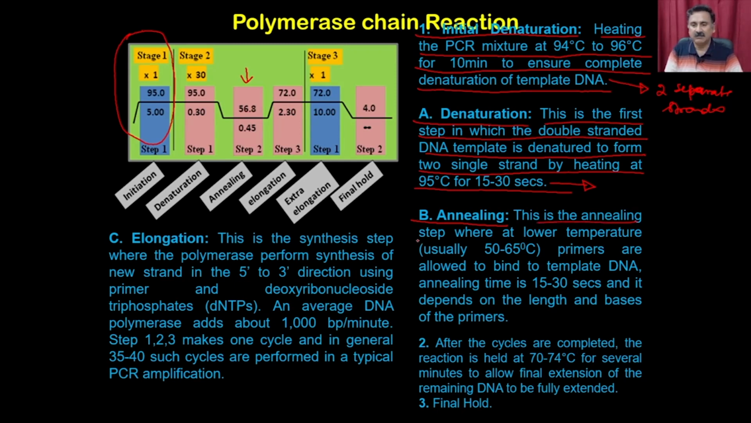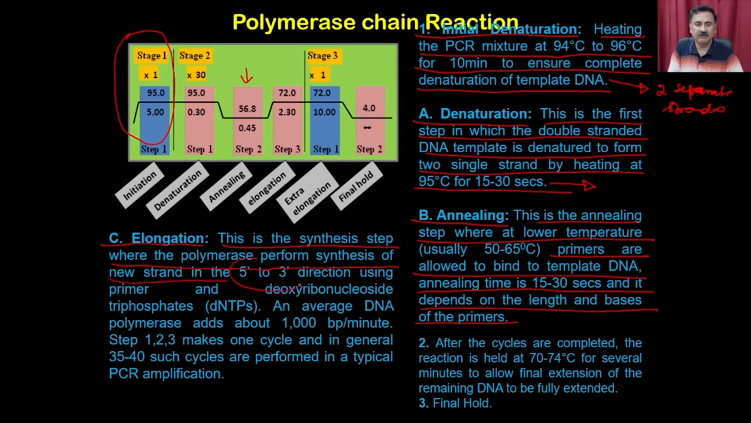This is the annealing temperature, where a lower temperature allows the primers to bind to the template DNA. The annealing time is 15 to 30 seconds, and it depends on the length and the bases of the primers. And then after this, you're again going to increase the temperature and enter into the elongation phase. This is the synthesis step, where the polymerase performs the synthesis of the new strand in the 5' to 3' direction using the primers and the dNTPs that you add into the reaction. An average DNA polymerase adds about 1000 bases per minute.